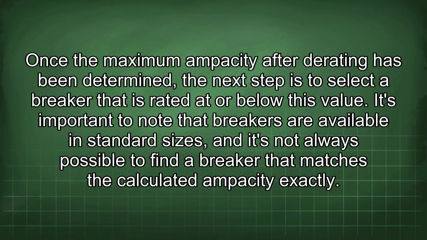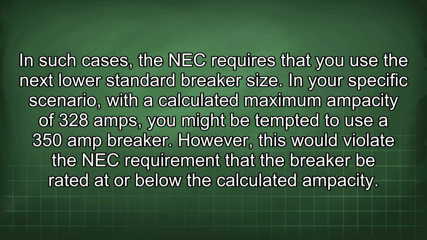Once the maximum ampacity after derating has been determined, the next step is to select a breaker that is rated at or below this value. It's important to note that breakers are available in standard sizes, and it's not always possible to find a breaker that matches the calculated ampacity exactly. In such cases, the NEC requires that you use the next lowest standard breaker size.